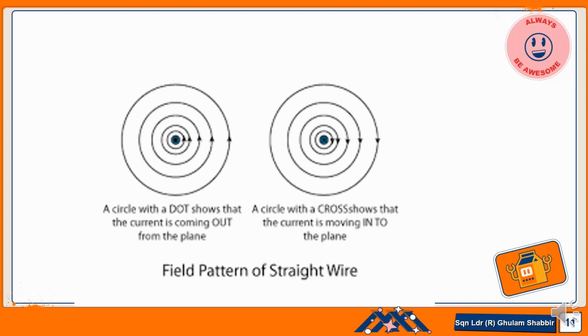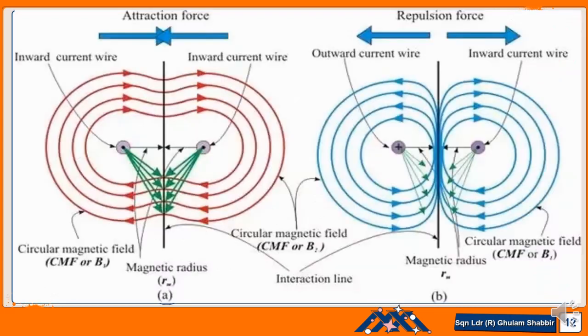So there will be a resultant pattern of these two magnetic fields when the two wires are placed very close to each other. In the case of opposite directions, where the current in one wire is going downward and in the other wire is going upward, pattern B will be the resultant pattern of the two magnetic field lines.